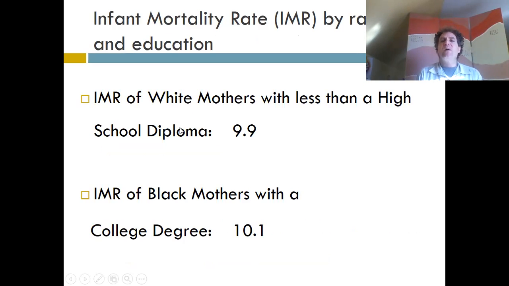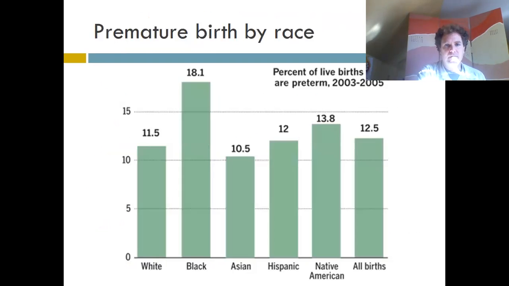Okay. And in particular, we can understand this statistic that I showed you before, the infant mortality rate. We can ask ourselves, why is this happening? Why do Black Americans have such a high rate of infant mortality? To understand this, we have to understand the relationship between stress and pregnancy.